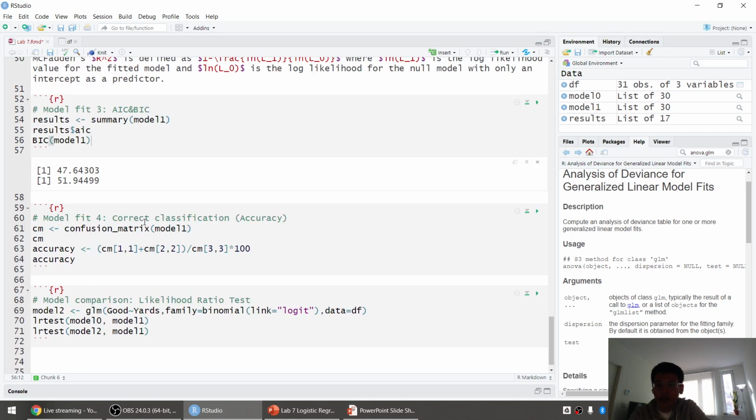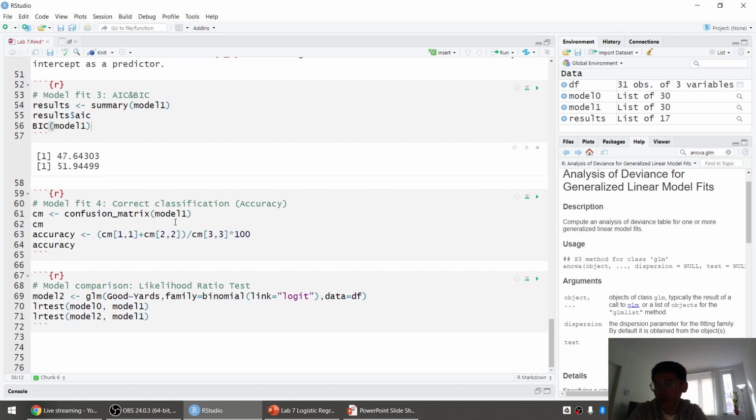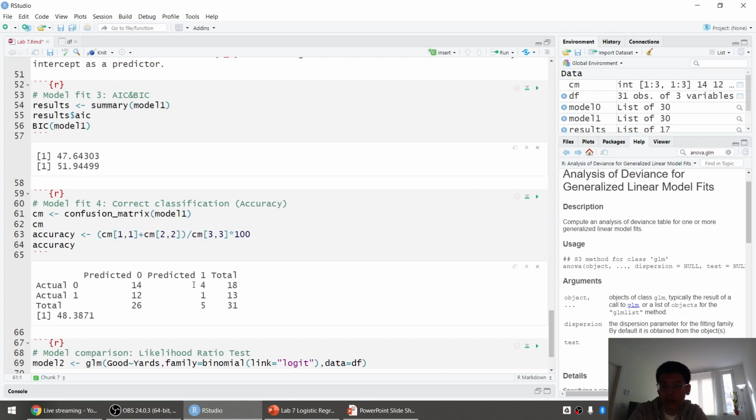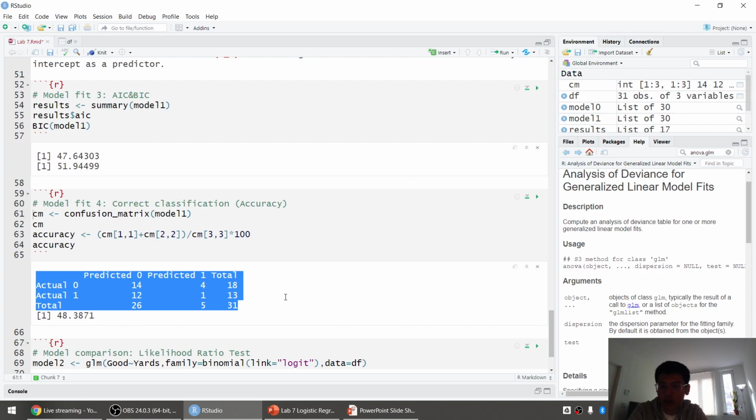Okay. The next one is the correct classification, which is the accuracy. So using this confusion matrix function in the package regclass, you can call out the confusion matrix for this model. Okay. Oh, okay. So here, the selected parts. Okay, here is the confusion matrix.